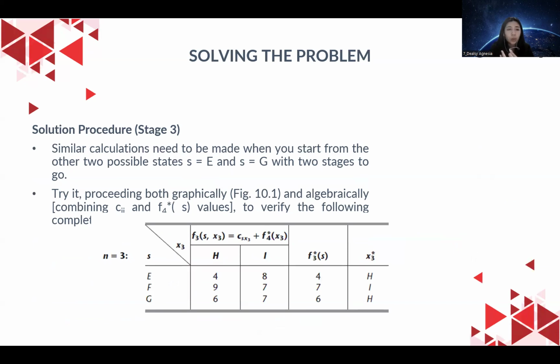Similar calculations are done for states E and G. For example, from state E, the traveler can go to state H or I, and the optimal choice is to go to state H with a total cost of 4. These calculations help us build the solution step by step.